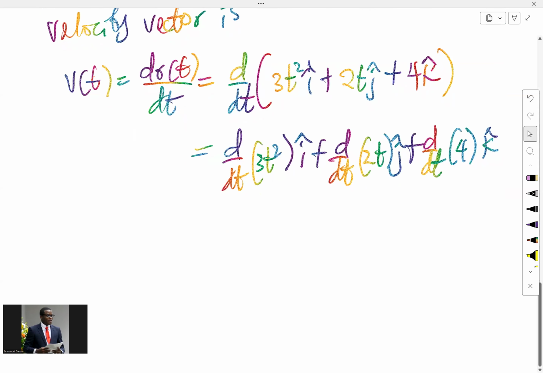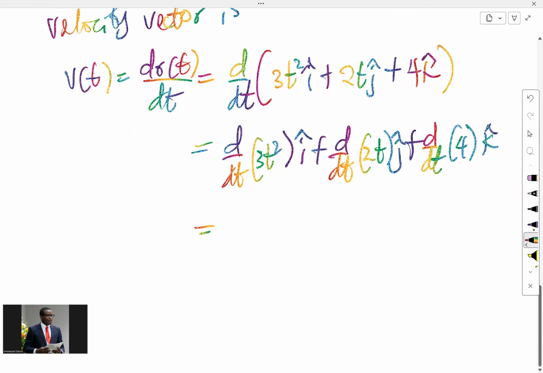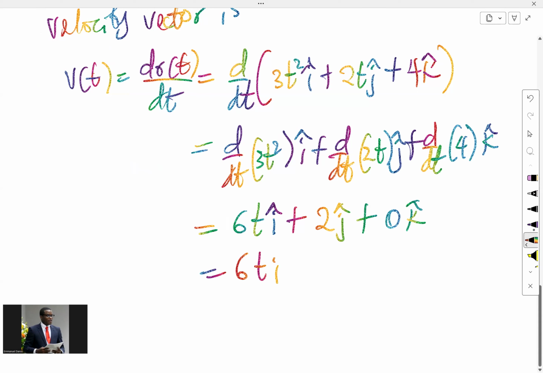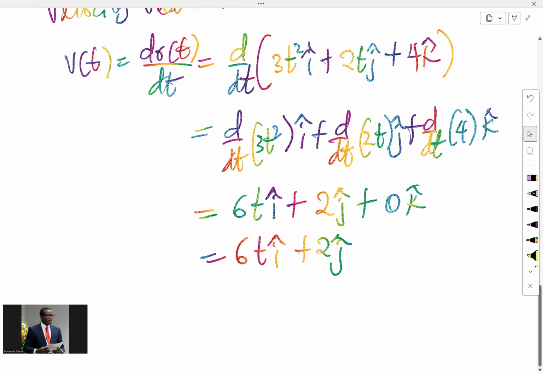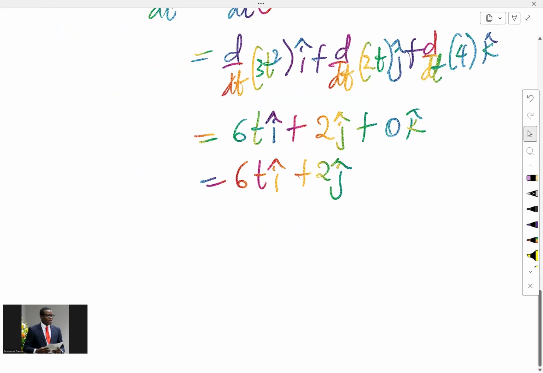So, of course, we just apply simple principles of differentiation. Differentiate 3t squared with respect to t, you have 6t in the direction of i. Differentiate 2t with respect to t, that's simply 2 in the direction of j. And of course, 4 is a constant. Differentiate 4 with respect to t, that's 0 in the direction of k. So that's just 6t i plus 2j. And that is what you have as the velocity vector for that particular example.